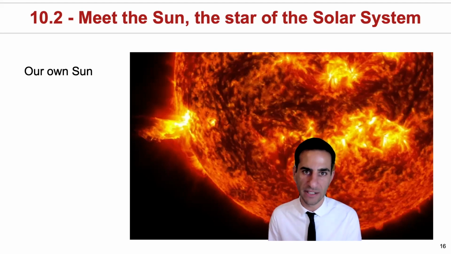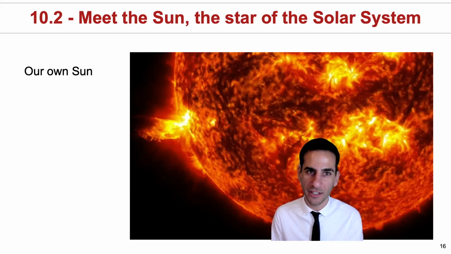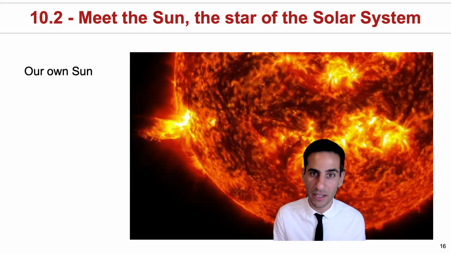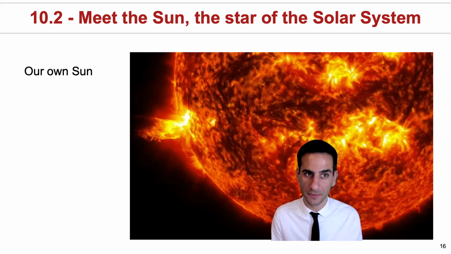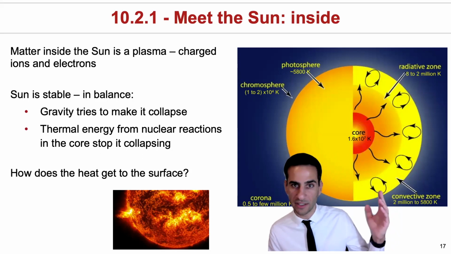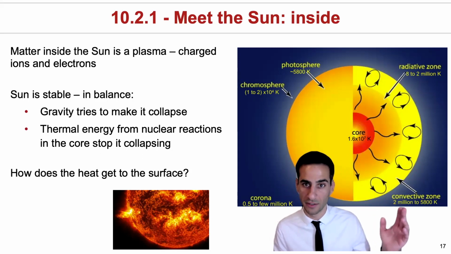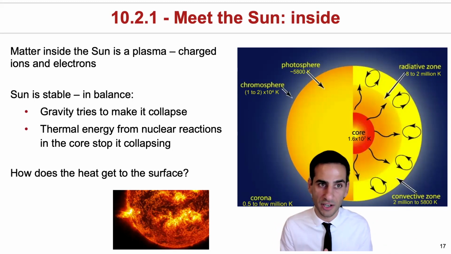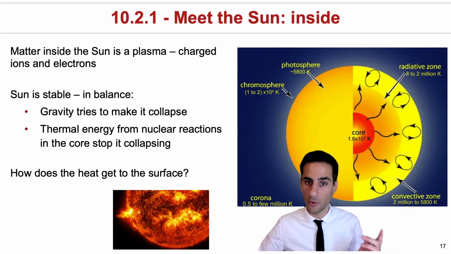Before discussing planets even further, it's probably a good idea to meet the Sun, the star of our solar system, and also some of its properties. In 264, you'll actually be discussing the inner structure of stars like the Sun. Matter inside the Sun is actually a plasma. This is charged ions and electrons. And if you ever wondered how the interior of the Sun looks like, this is it.